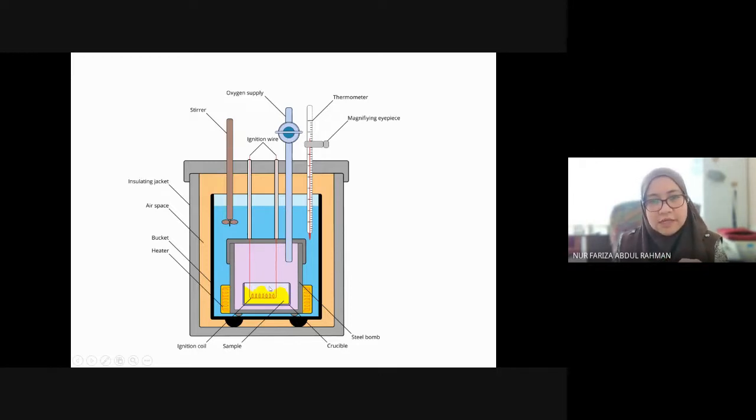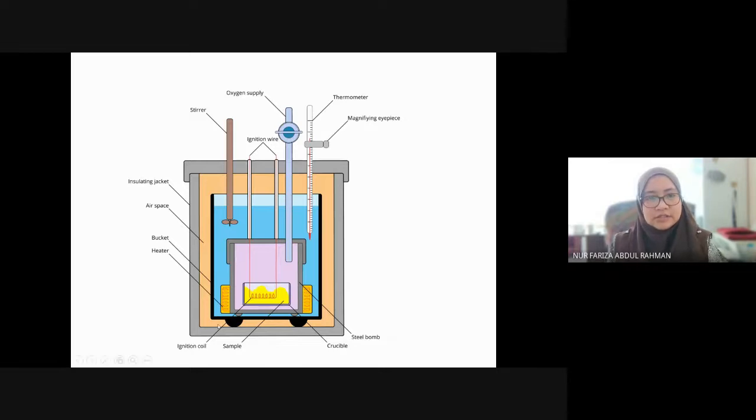So one of the ways is we have to relate that Q system is equal to Q surrounding. When we know Q surrounding, automatically we will know the Q system. Right? So there are things that we cannot measure directly. So one of the ways is by using this calorimeter. We measure the system and the surrounding. We measure the surrounding. Okay?